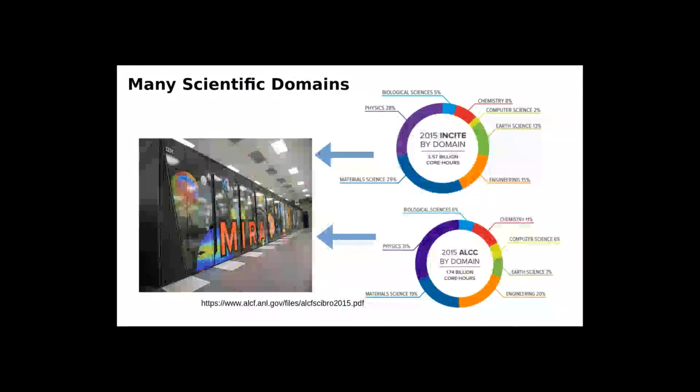Scientific supercomputing covers a large number of different scientific domains. At our facility at Argonne, we run problems from material science, from physics, biology, chemistry, engineering, and so on. All of these different domains are served by the one facility, and we have sister facilities at other laboratories as well.